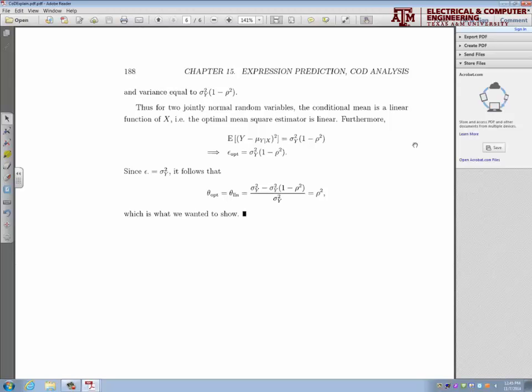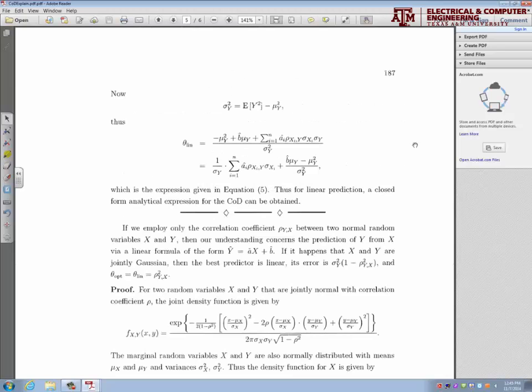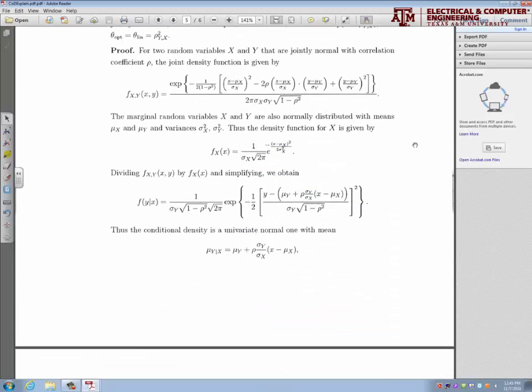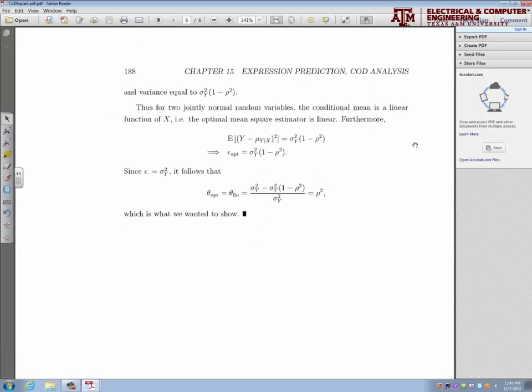So for two jointly normal random variables, the conditional mean is a linear function of x. You can see that the conditional mean of y given x is a linear function of x; x appears linearly in here. So the optimal predictor is actually a linear predictor. If you look within the class of linear estimators, you are not giving up anything. And we can actually calculate the COD. The optimal mean square estimator is linear.